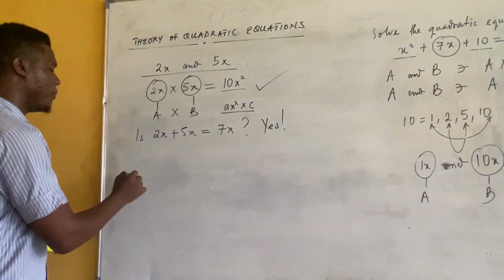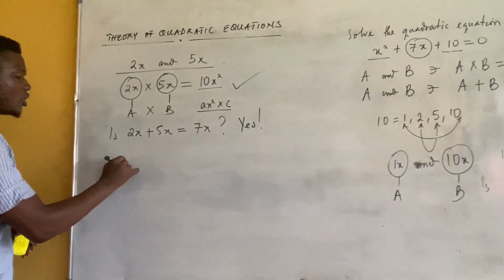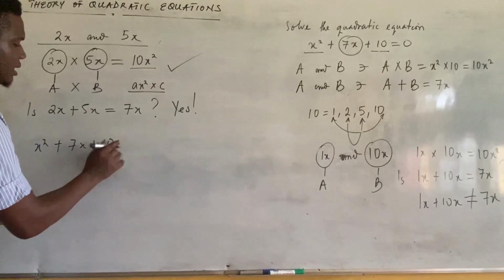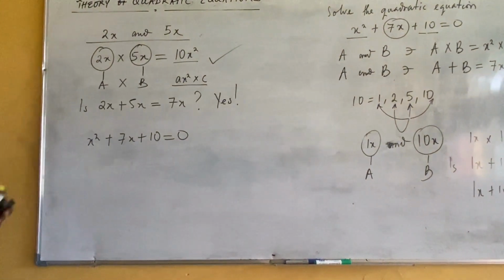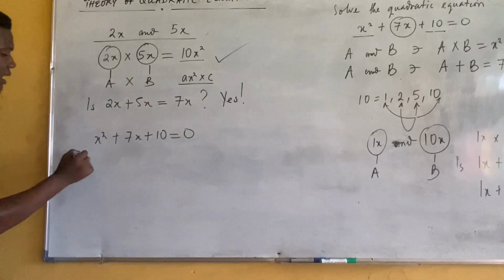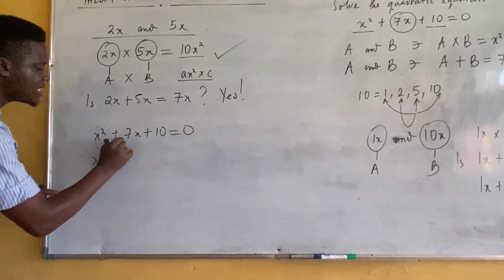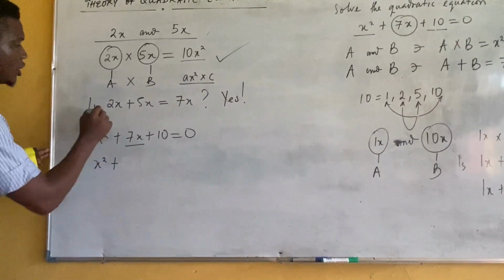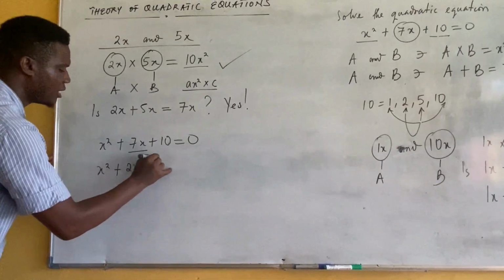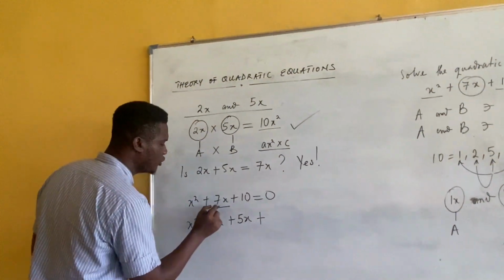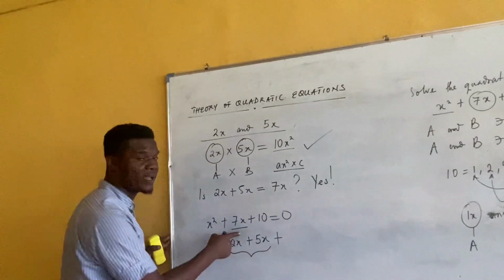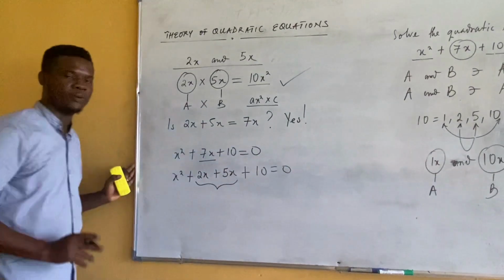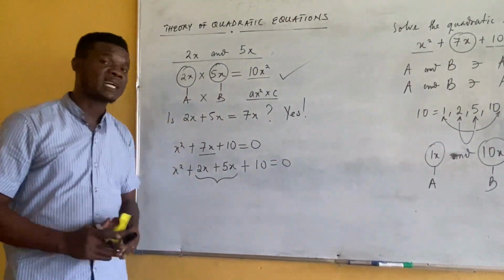Now, once you've noticed that you found the two factors we really need, what would you do? You come back to the problem. What does the problem say? Solve x squared plus 7x plus 10 equals 0, using the factorization technique. So what I'm going to do is this: in place of 7x, I'm going to put those two numbers that satisfy step 1 and step 2, 2x plus 5x. I'm going to use 2x plus 5x to replace 7x, and then add 10 and equate to 0. I hope you understand what is going on.